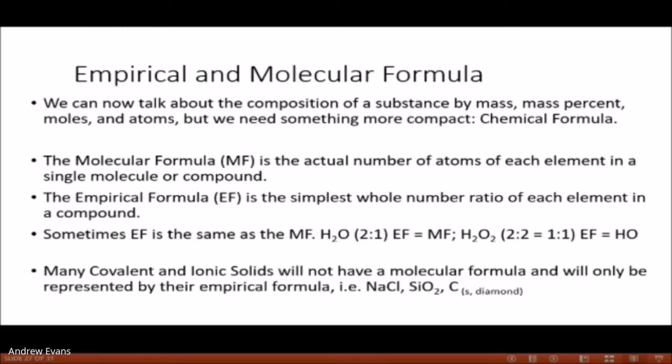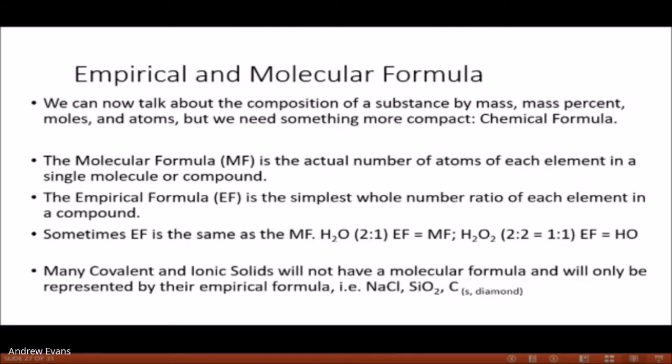Sometimes it'll be the same. Water is H2O. The simplest whole number ratio is 2-to-1. The actual formula is 2-to-1. But if you look at hydrogen peroxide, which is H2O2, that's 2-to-2, which simplifies to 1-to-1. So if you were reacting H2O2, you would get a ratio of 1 hydrogen to 1 oxygen. That's not what it actually is, but that's the ratio.